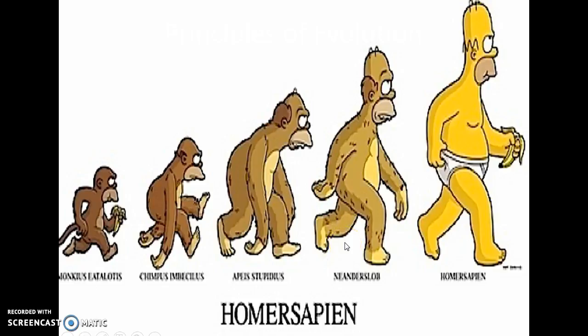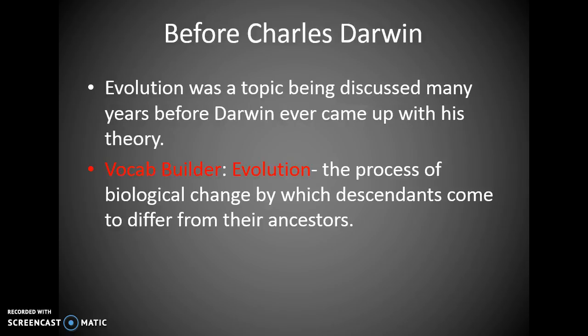All right, everyone. This is the screencast for natural selection and evolution. So we'll start off with the definition of evolution. Evolution is the process of biological change by which descendants come to differ from their ancestors. So what this means is that we right now are completely different in some biological way to our ancestors.